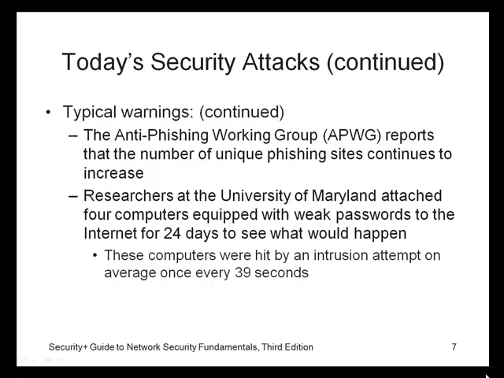The anti-phishing working group reports that the number of sites continues to grow, and I don't know that that would actually stun anybody. Research at the University of Maryland attached 4 computers equipped with weak passwords to the internet for 24 days to see what would happen. These computers were hit by an intrusion attempt on an average of once every 39 seconds.